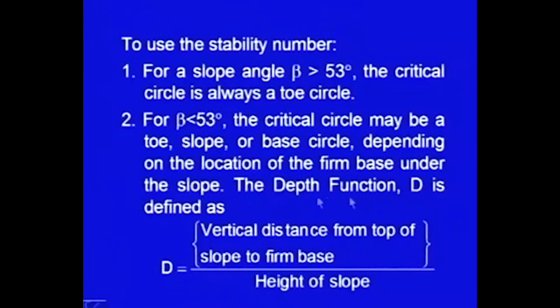The depth function d is defined as follows. Here you can see that there is a little bit of difference in the parameters of this graphical solution. Please note down what d is. You have to be cautious when you use these results. So, d here is defined as the vertical distance from the top of the slope to the firm base, divided by the height of the slope. So, it is the ratio of the depth of the firm base and the height of the slope, that is d.